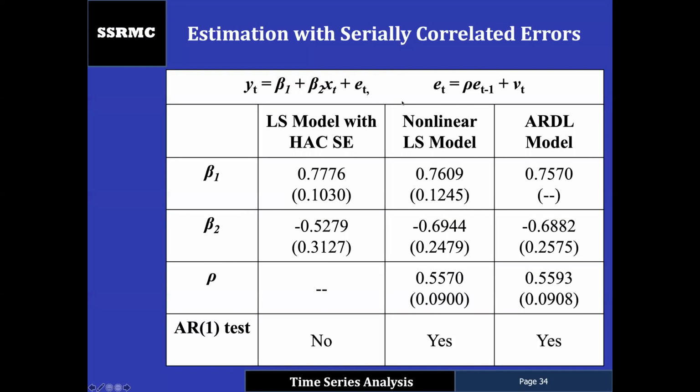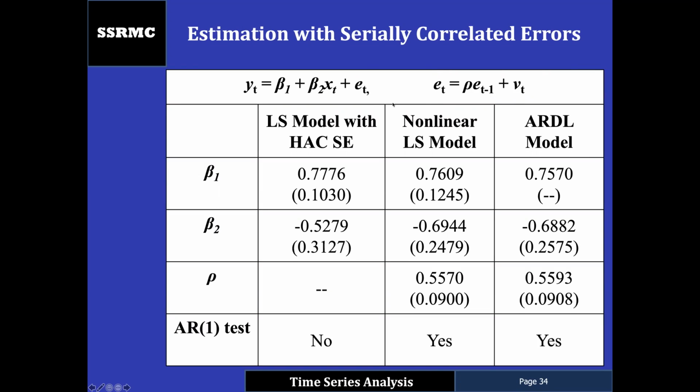On this slide, I put the results of the 3 approaches side by side to facilitate comparison. So we started with this linear regression model, yt equals beta 1 plus beta 2 xt plus this error term. After estimating this regression model using OLS, we noticed that the error terms suffer from autocorrelation. Specifically, we have an AR1 process as specified by this equation.